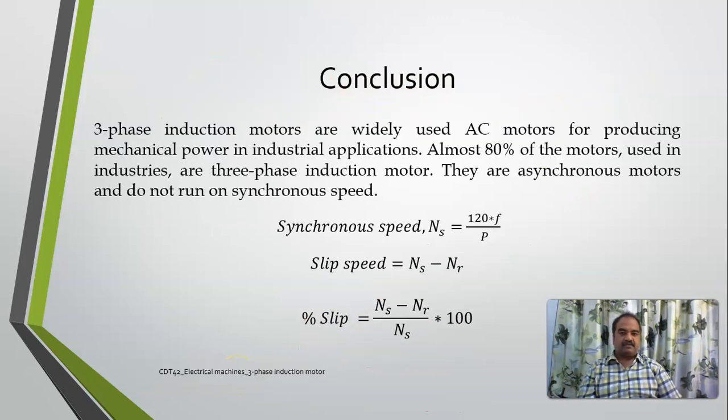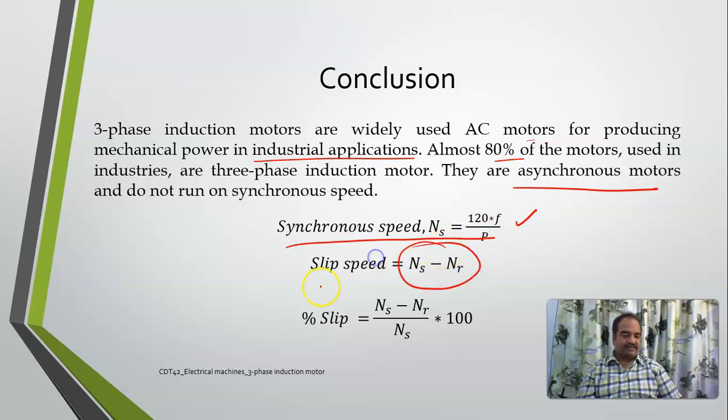Okay. So I hope that now you are well acquainted with the three-phase induction motor. They are widely used AC motors for producing mechanical power in industrial applications. Almost 80% of the motors are induction motors, and they are asynchronous motors, and they never run at synchronous speed. The formula for synchronous speed is 120 f by p, and the difference between synchronous speed and the actual speed is called the slip speed, and the ratio of slip speed to the synchronous speed is called the slip.